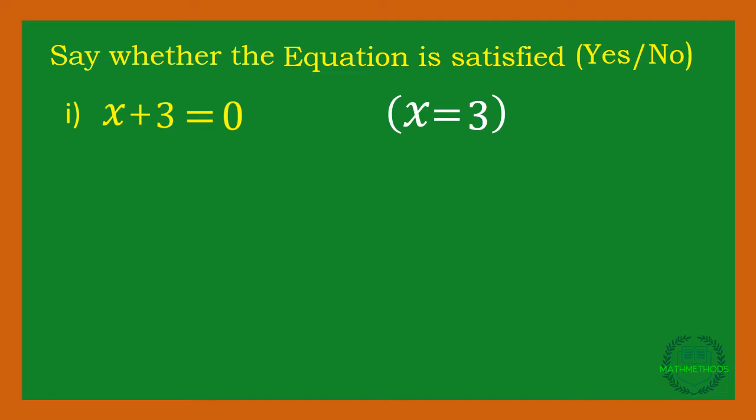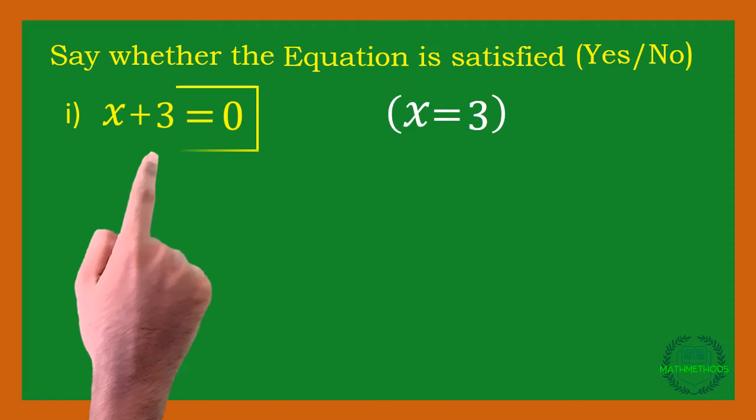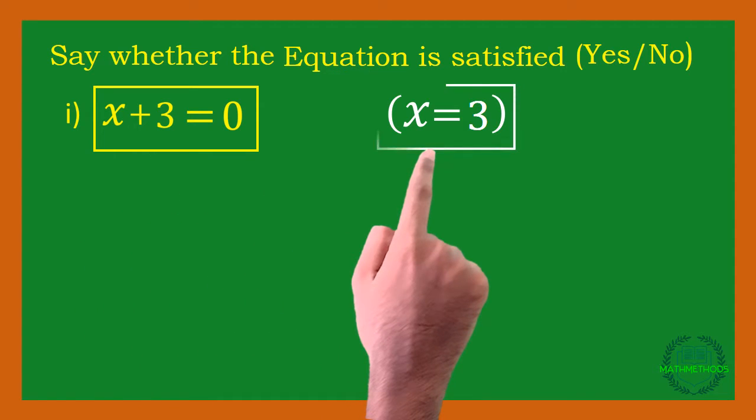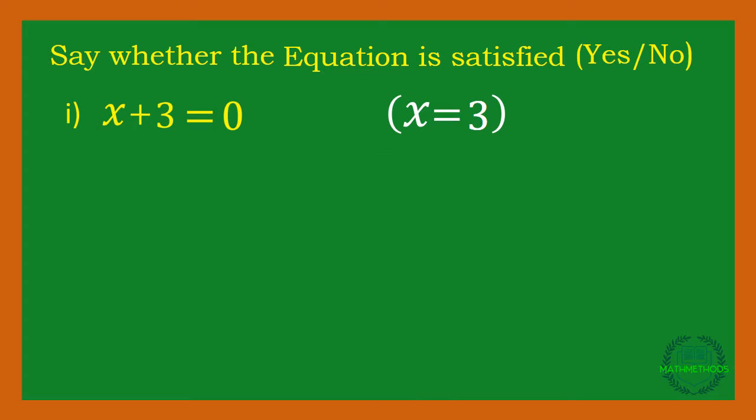In this example, x plus 3 equals 0 is the equation and we are given the value of x as 3. In any equation, everything to the left of the equality sign is called the left hand side of the equation and everything to the right of the equality sign is called the right hand side of the equation. In any equation, left hand side is always equal to the right hand side. The values of the left hand side and the right hand side should always be the same.